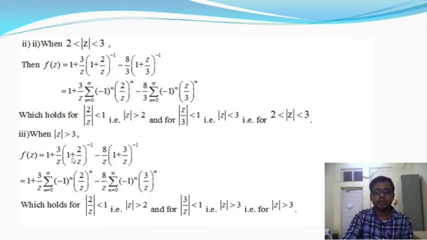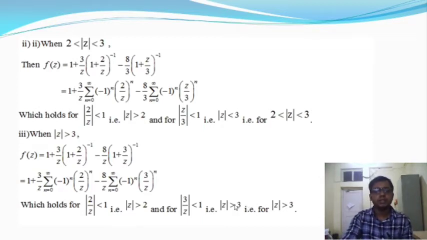Then similarly we can apply the binomial expansion. This is the series function, so 1 plus 3 by z into, and we will write it in summation, summation over n is equal to 0 to infinity minus 1 whole to the power n into 2 by z whole to the power n, as well as 8 by z into summation over n is equal to 0 to infinity minus 1 whole to the power n into 3 by z whole to the power n. So the first series is defined when modulus of 2 by z is less than 1, that means modulus of z is greater than 2, and the second series function is defined when modulus of 3 by z is less than 1, that means modulus of z is greater than 3.